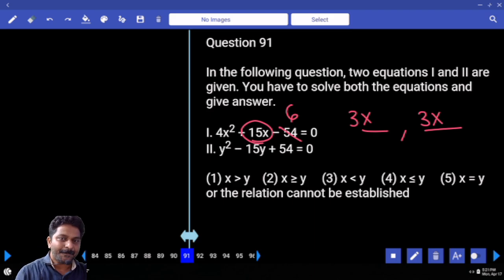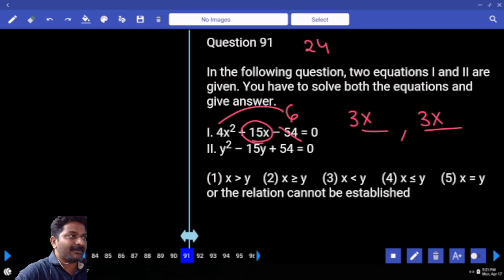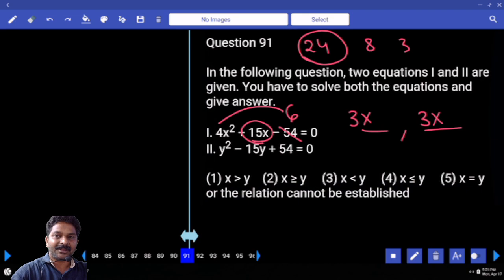Is this okay? Now how much is left? 6 into 4, 24. Now look at your sum of numbers. How much is that you have? 15. 3 how many times is 15? So by using 24 you need to get 5. I'll use 8 comma 3.